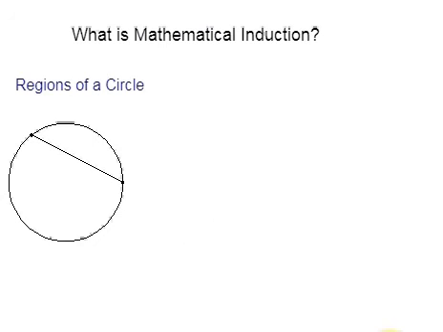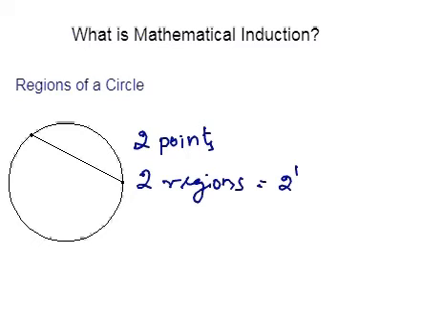We can start with regions of a circle. Consider a circle with n points on it. How many regions will the circle be divided into if each pair of points is connected with a chord? Let's see that. Please look at this circle. We have 2 points connected by a chord. So 2 regions. Am I right? So the regions can be written as 2 raised to 1.